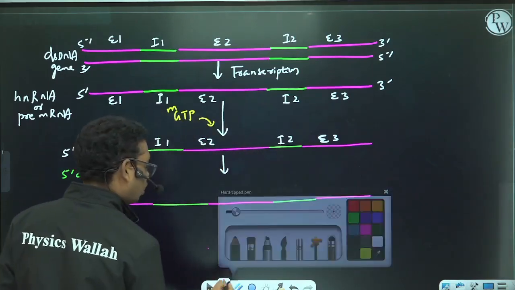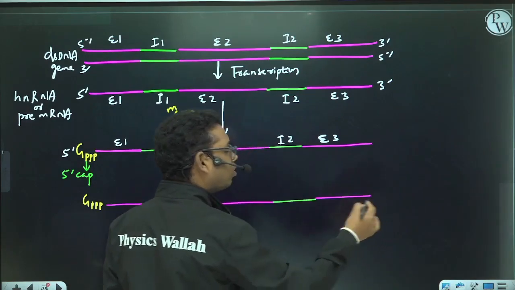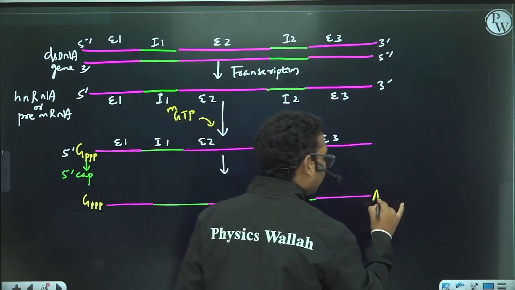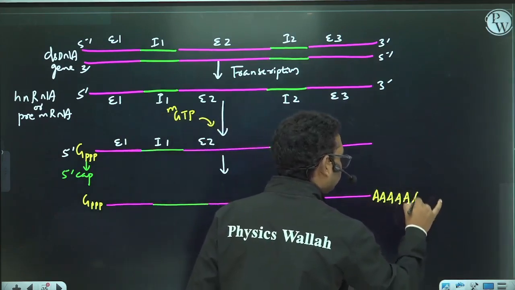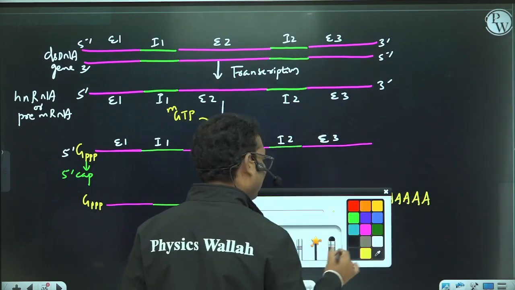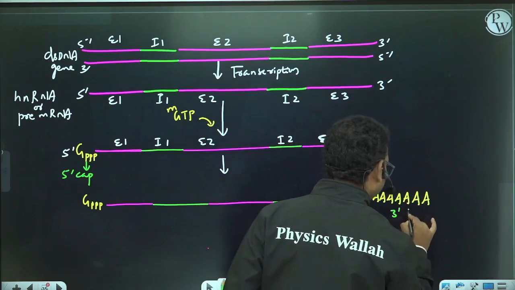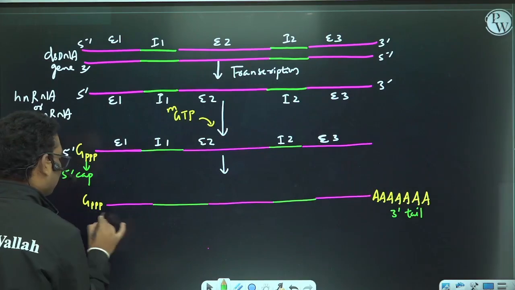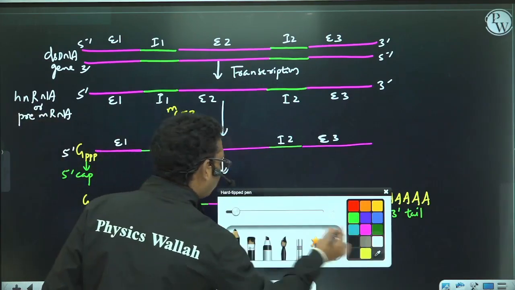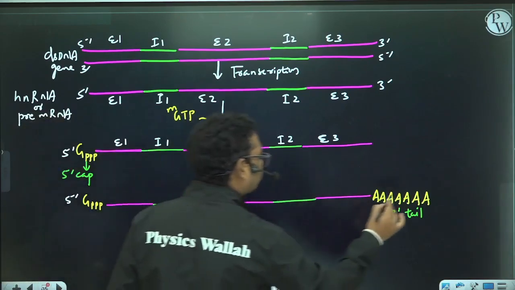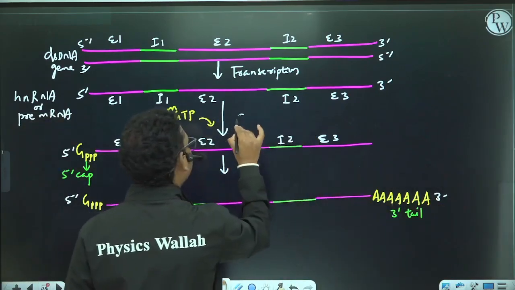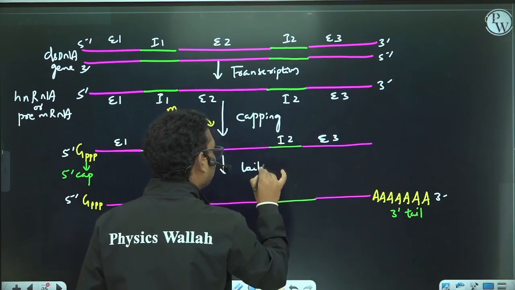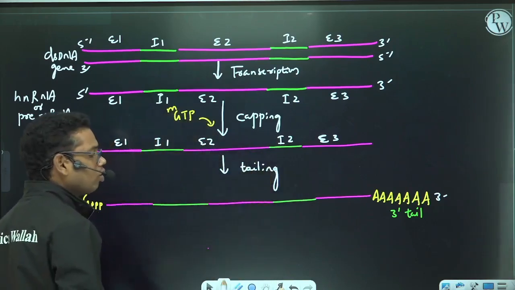At the 3' end, a number of adenine nucleotides will be added, nucleotides with adenine nitrogenous base. This is called the 3' tail. This is the 5' cap and this is the 3' tail, so this is the 5' end and this is the 3' end. This process is called capping, and this process is called tailing.